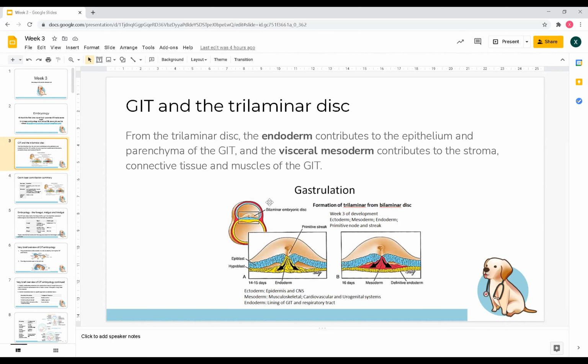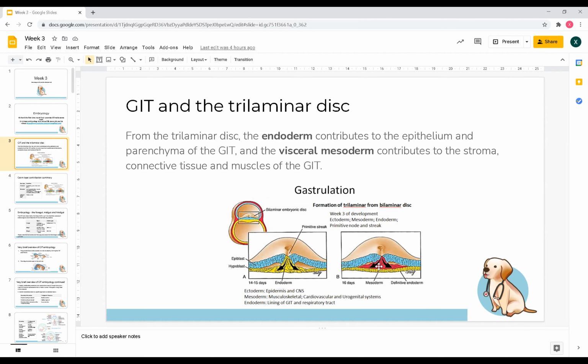Essentially everything in the body really comes from these layers. You can see in this picture on the right, we have the endoderm, the mesoderm, and the ectoderm here. Everything comes from them. In the context of the GIT system, the endoderm, which is the inside layer, contributes to the epithelium of the GIT and the parenchyma. Parenchyma is just a fancy word for the actual organ tissue itself. The endoderm is the most inner layer, so it's this yellow part here. You can think of this as the inside. The mesoderm is the middle, and the ectoderm is the outside covering.